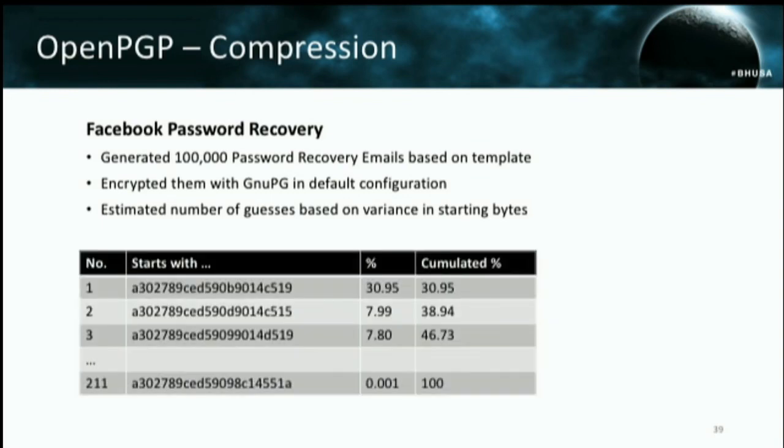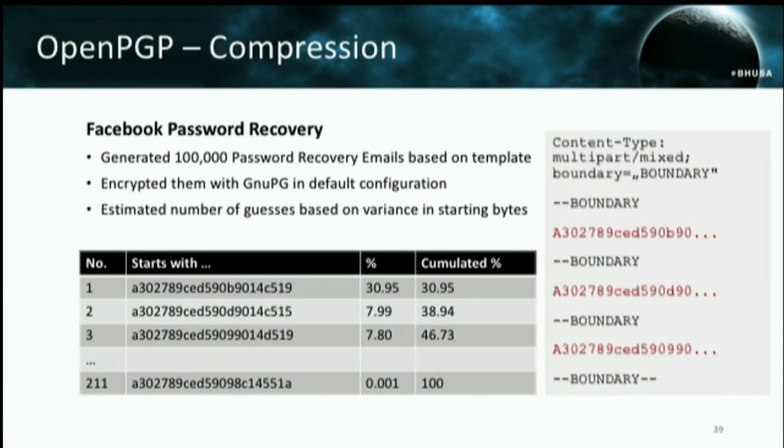It turned out that there are 2^11 possibilities for the first 11 starting bytes, which means that we can break 100% of these Facebook password recovery emails within a single mail containing 2^11 sub-mails like this to the user.